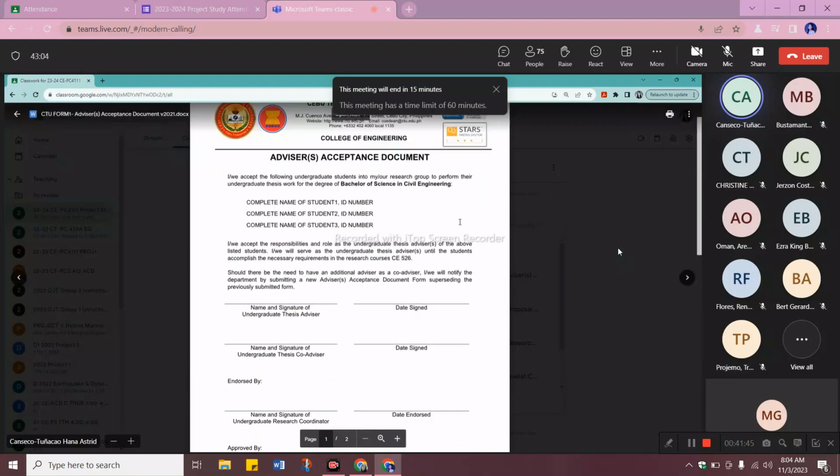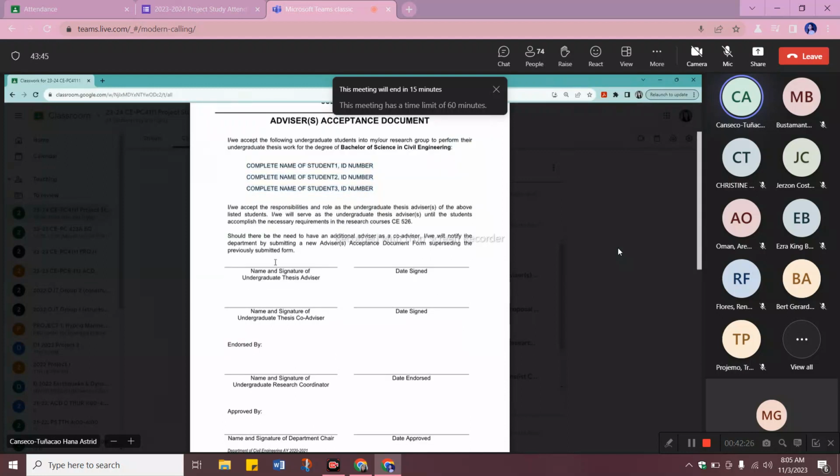Right here, the name of the students, as indicated in the previous meeting, does not need to be alphabetical. The sequence is based on who did the work. It's the advisor's acceptance document, so it's not yet known who worked well. If you have indicated who your lead is, or who did the most work, then you can put them here as the first student. But again, this does not need to be alphabetical.